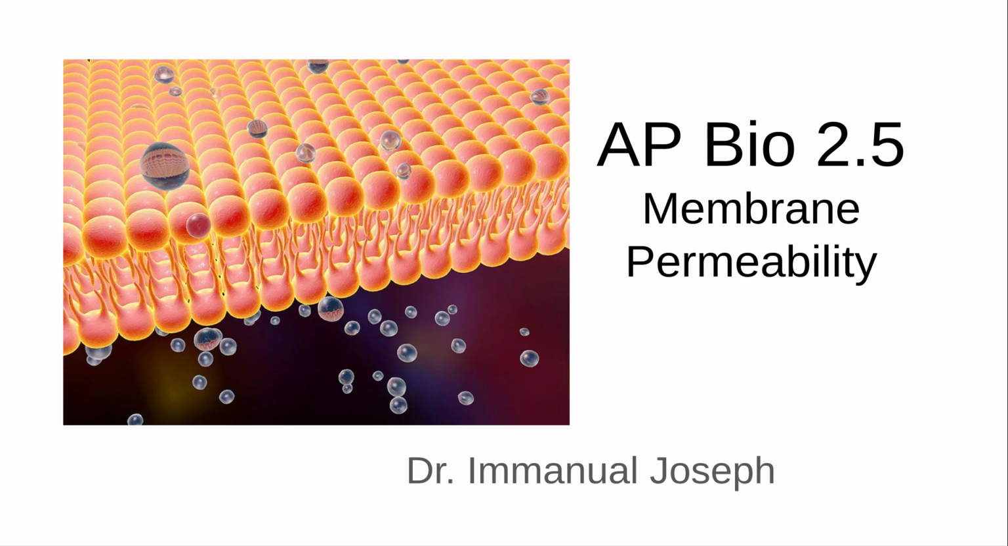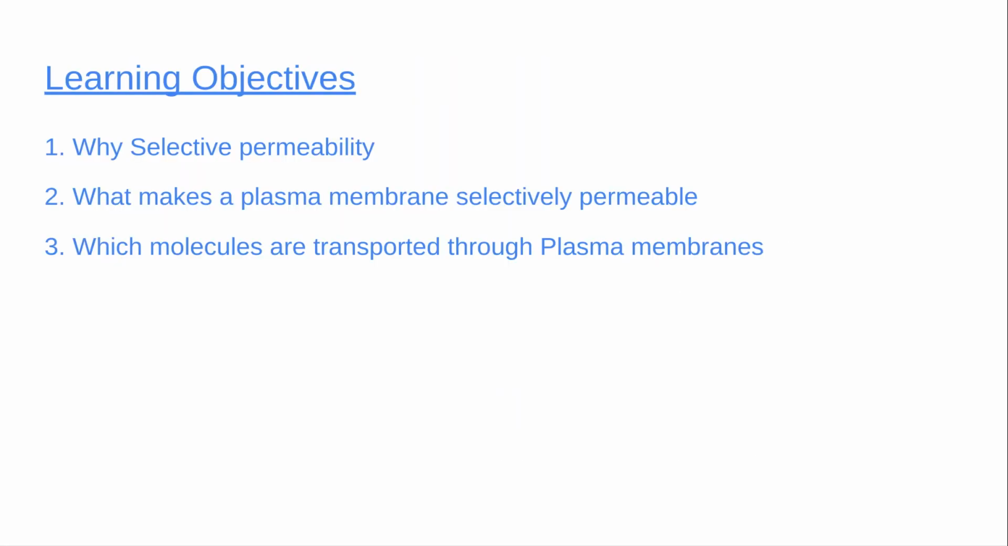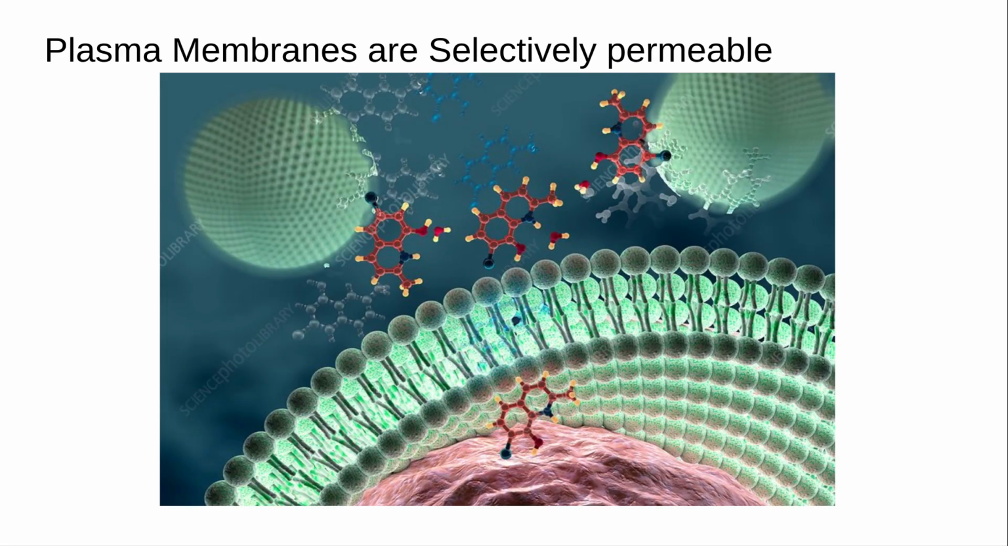I'm Dr. Joseph. This is going to be a very short chapter, but it's a bridge between what we looked at in terms of the structure and function of the plasma membrane and the coming chapters, which are going to discuss the transport of materials across the plasma membrane. So in this chapter, we are going to be looking at why selective permeability is an important characteristic of life, what makes a plasma membrane selectively permeable, and which molecules are transported across plasma membranes.